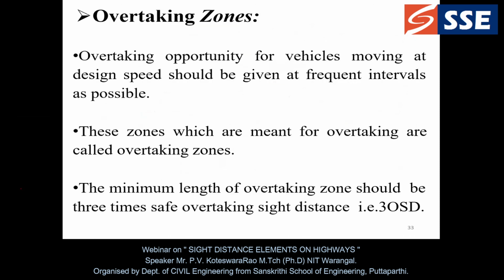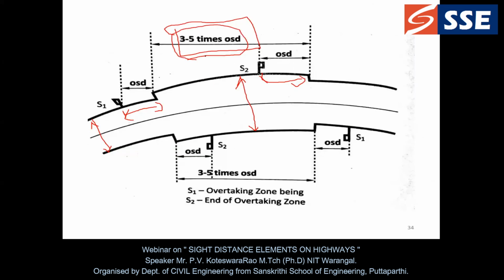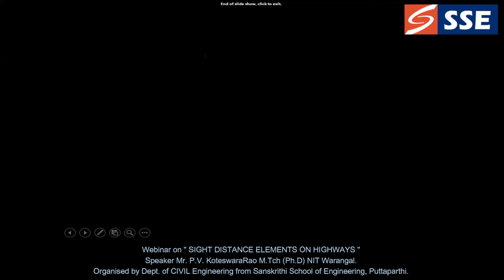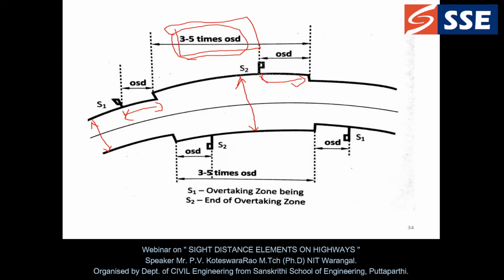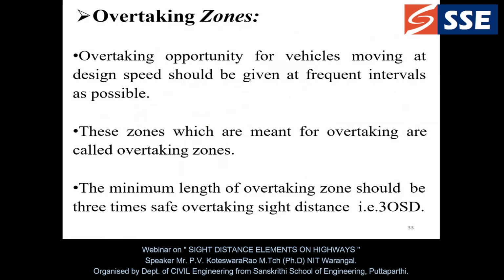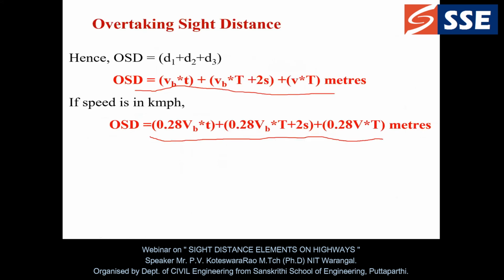The minimum length of the overtaking zone must be 3 OSD, or it can be given as 3 to 5 OSD also if the width is available. Otherwise, you can go for only 3 OSD. So this is about the overtaking sight distances, that is stopping sight and overtaking sight distances. If you have any doubts, you can ask.